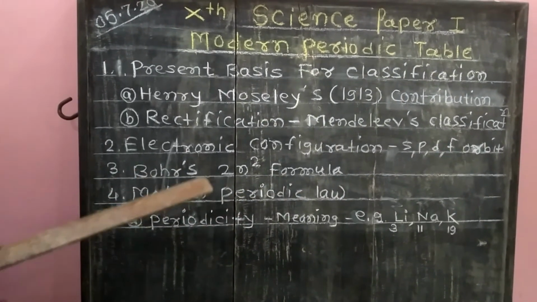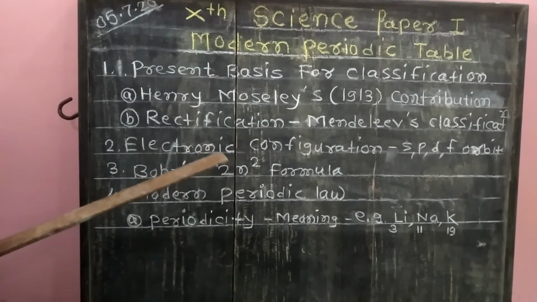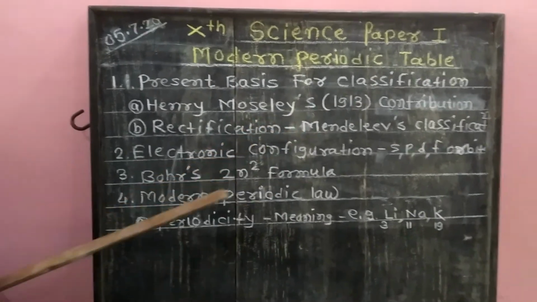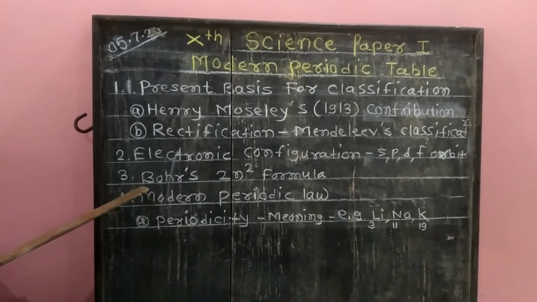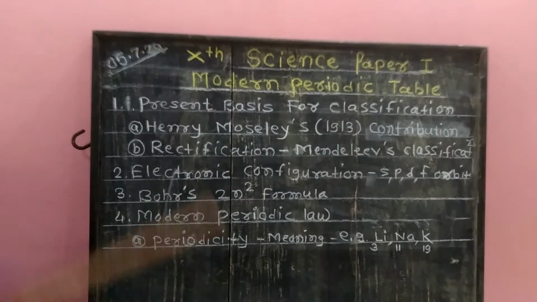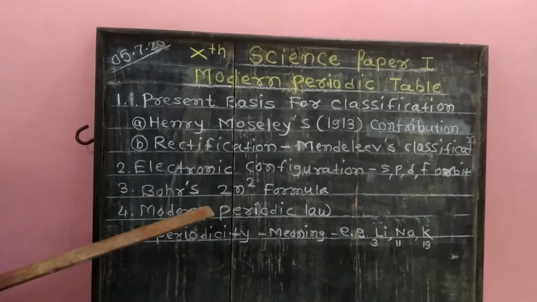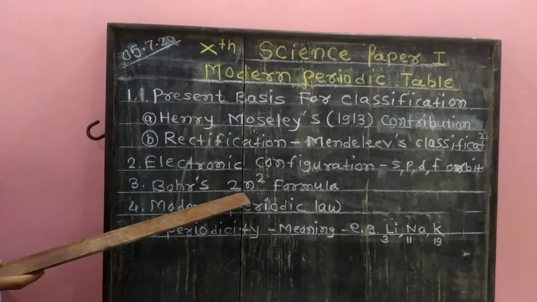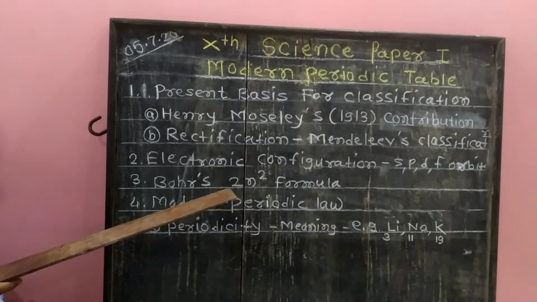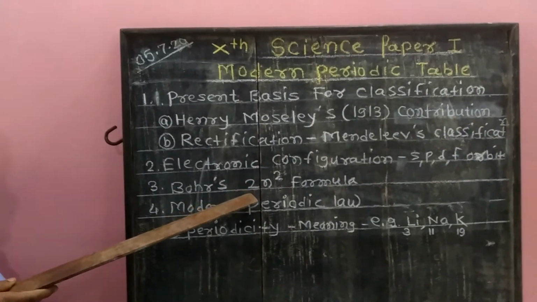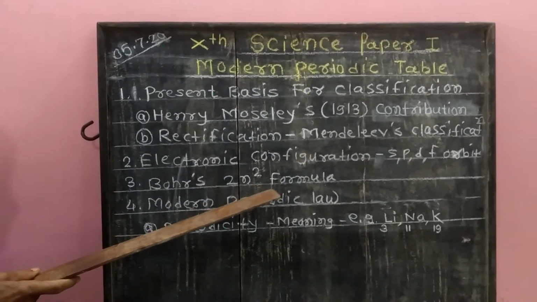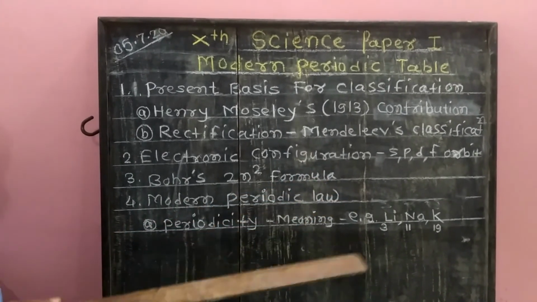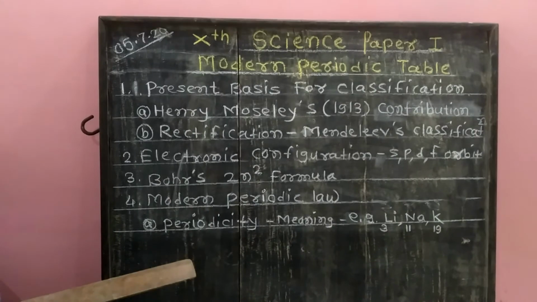In this way, according to electronic configuration, all the elements are arranged in the modern periodic table. Now, Bohr also calculated a formula for how many electrons are accommodated in each orbit, and that formula is 2n square. Using this formula, the K shell contains 2 electrons, the L shell contains 8, then likewise 18 and 32.